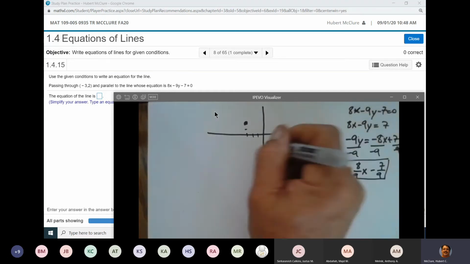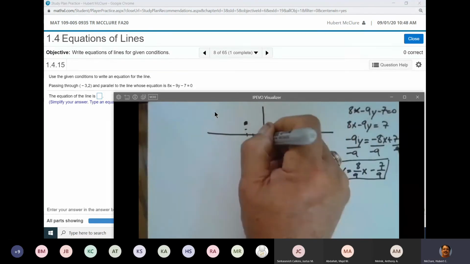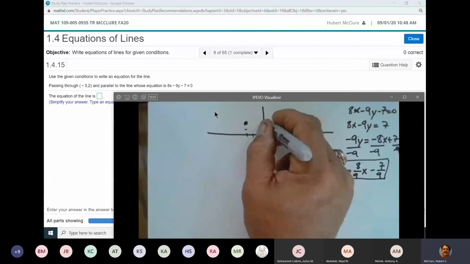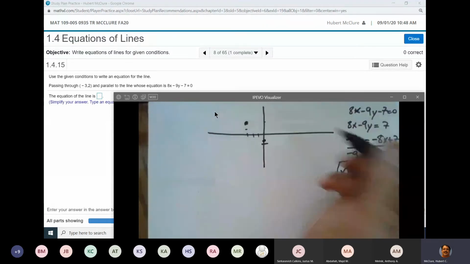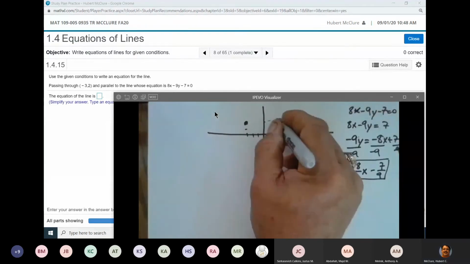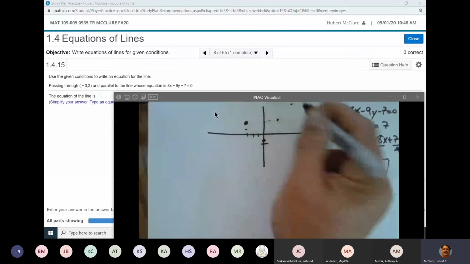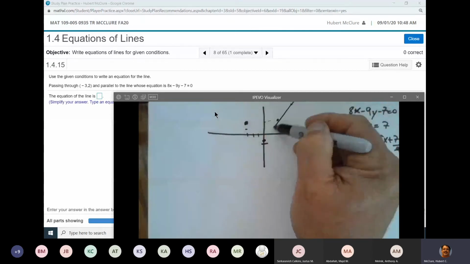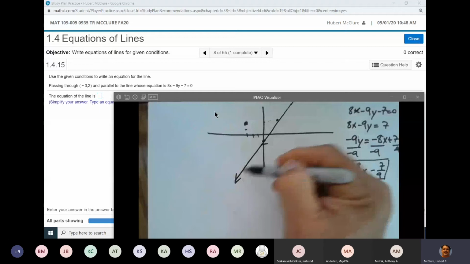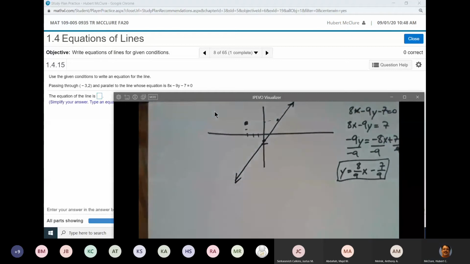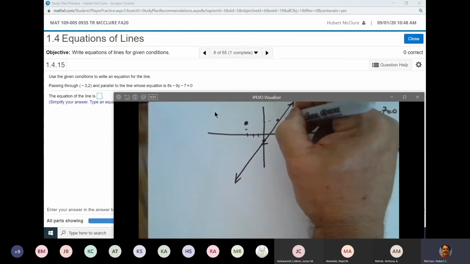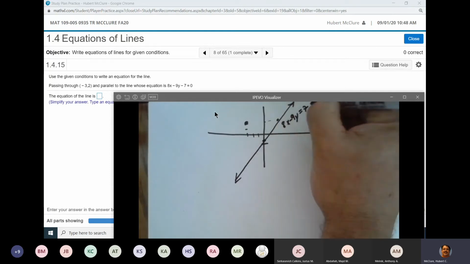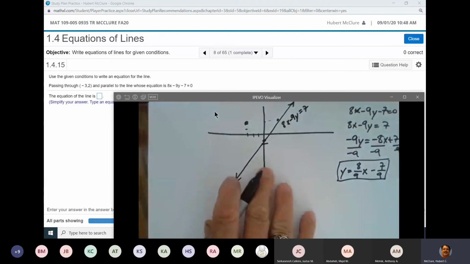So the intercept is -7/9, which is less than 1, so I'm going to put it right there. 8 up, 9 over is positive. So it looks like we got some kind of line with the equation right there. Everybody with me? This is 8x minus 9y equals 7. All right, everybody understand that's the line.